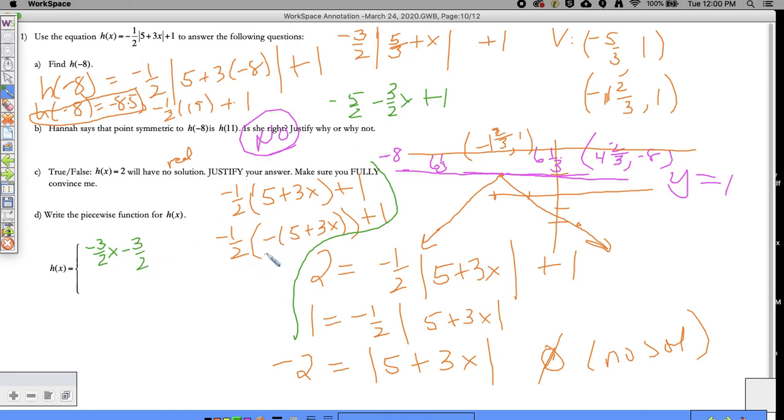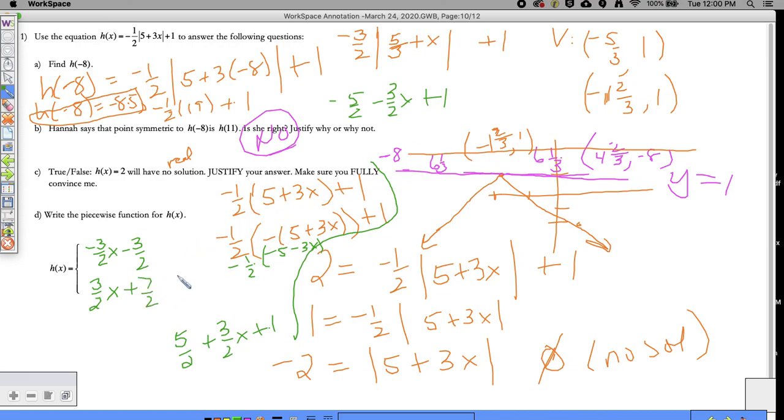And then this one over here, this is going to be -5 minus 3x, which I'm going to be multiplying by -1/2. So that's going to be 5/2 plus 3/2 x plus 1. And if I add 5/2 and 1, that's going to be 7/2. So then this is going to be 3/2 x plus 7/2.